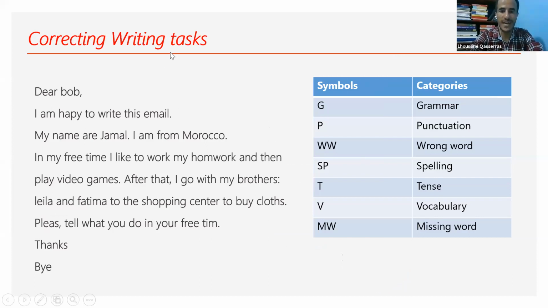Okay, so correction writing task. Here the best technique is using codes or symbols. G stands for grammar, P punctuation, WW wrong word, SP spelling, T tense, V we can say vocabulary, or we can use VR for verb, MW missing word. So here this is a problem written by a student. I'm not going to correct him, I'm just going to underline the mistake.